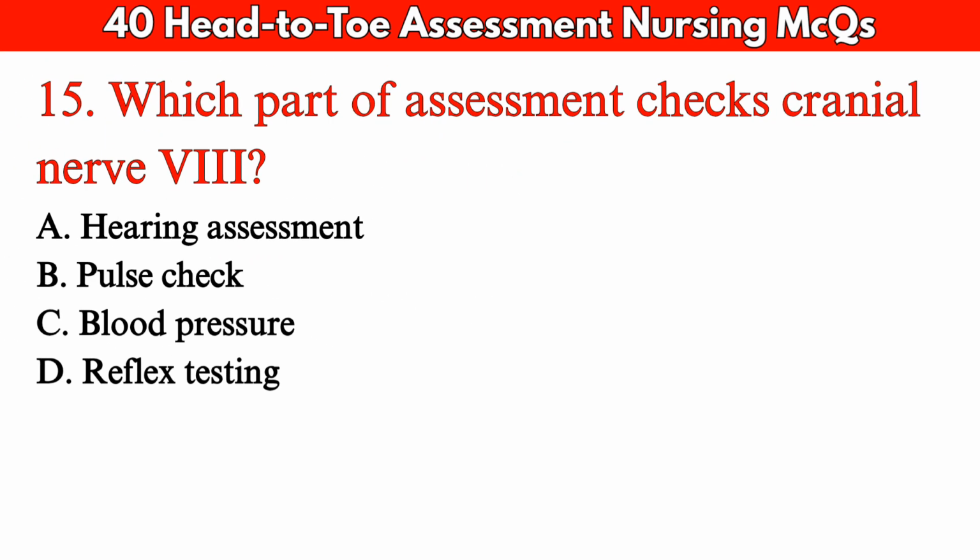Which part of assessment checks cranial nerve 8? A. Hearing assessment, B. Pulse check, C. Blood pressure, D. Reflex testing. Correct answer A. Hearing assessment. Cranial nerve 8, vestibulocochlear nerve, is responsible for hearing and balance. Hearing tests assess this nerve. Pulse checks and blood pressure assess the cardiovascular system, while reflex testing mainly evaluates spinal nerves.